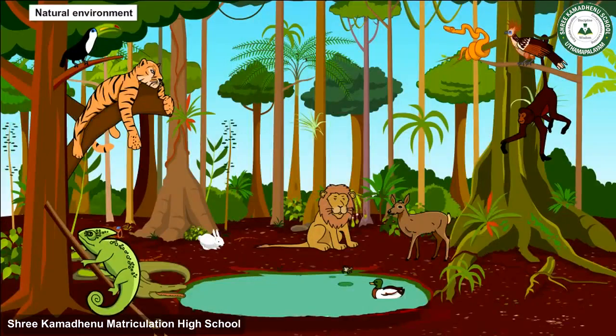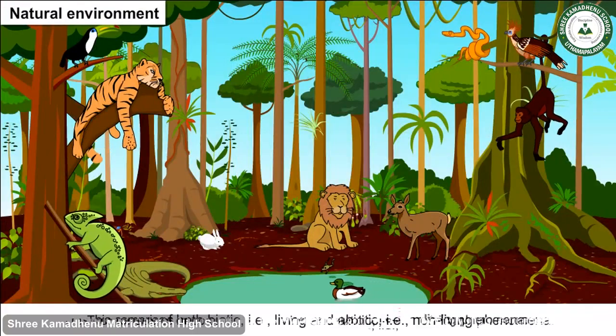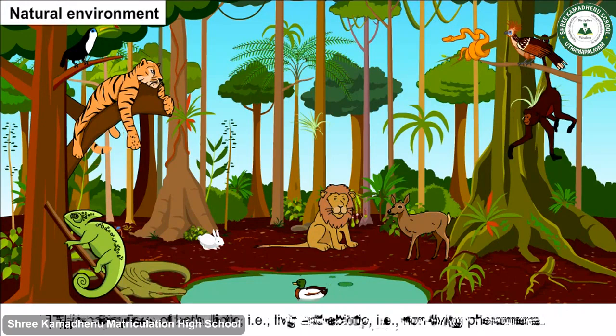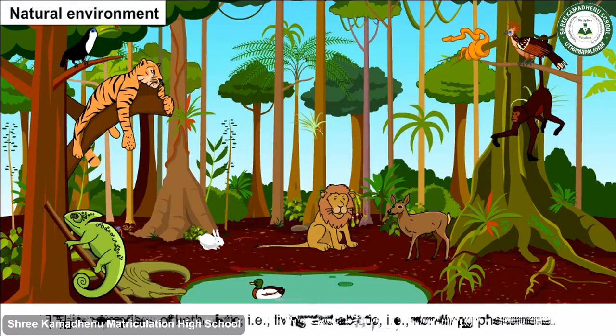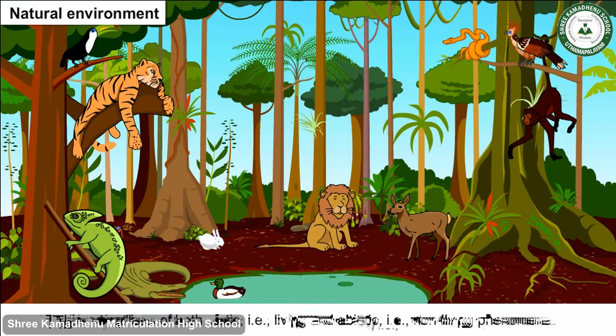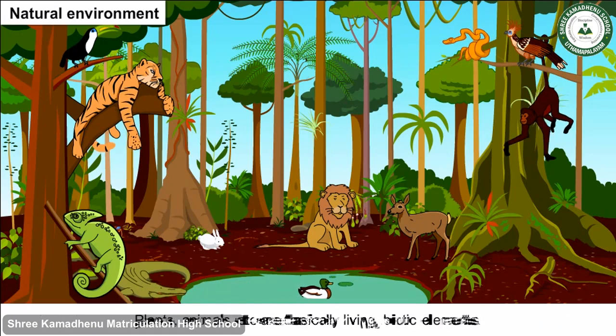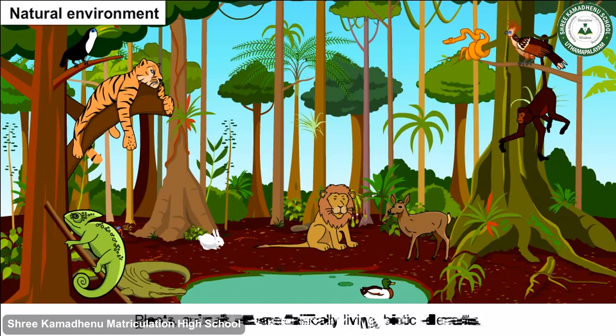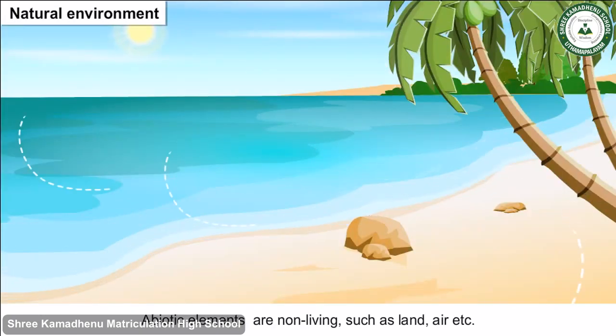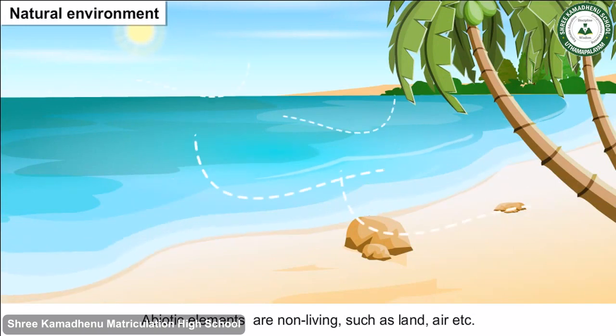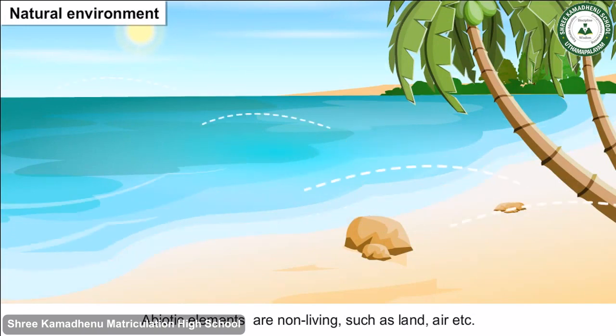environment. Natural environment. This comprises both biotic, that is living, and abiotic, that is non-living phenomena. Plants, animals, and other organisms are basically living biotic elements. Abiotic elements are non-living, such as land, air, etc.